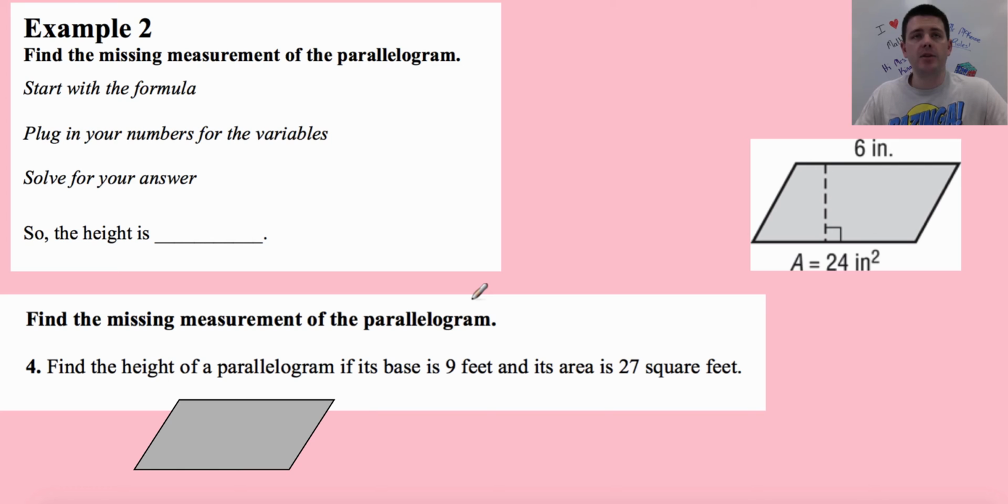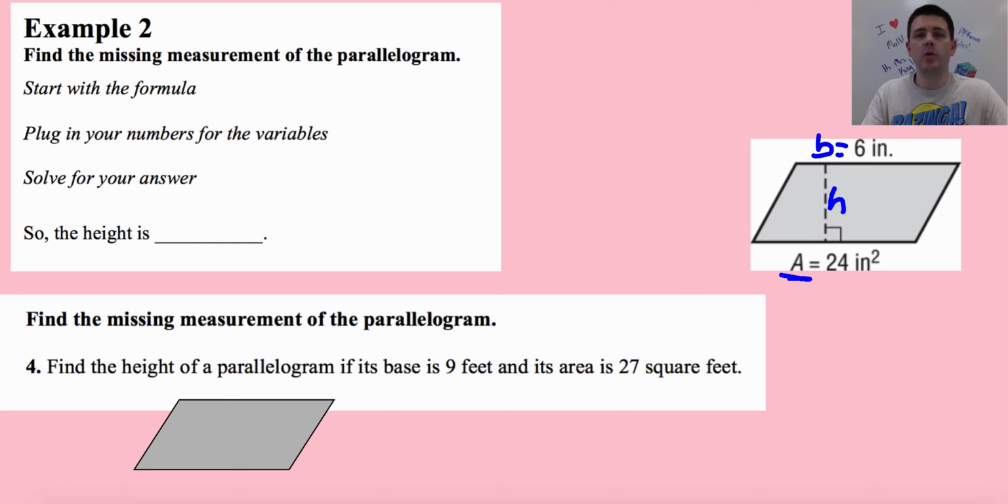So now let's go the opposite way. Just multiplying two numbers together, not too hard. But what if we know the area, but we need to figure out one of our measurements? So here, I know my base is 6. That's my base. I don't know my height. It's missing. But I know my area is equal to 24.